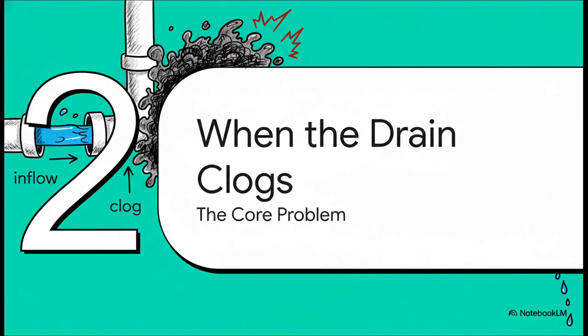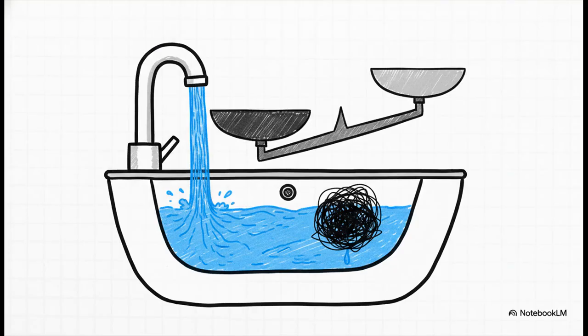So, we've seen the healthy system, right? Fluid in, fluid out. A beautiful balance. Now, let's see what happens when that drain starts to clog. This is the absolute heart of the problem in glaucoma. And here it is, put as simply as possible. More fluid is coming in than is able to get out. The faucet is still on full blast, but the drain is blocked. It's a simple imbalance, a mechanical problem.